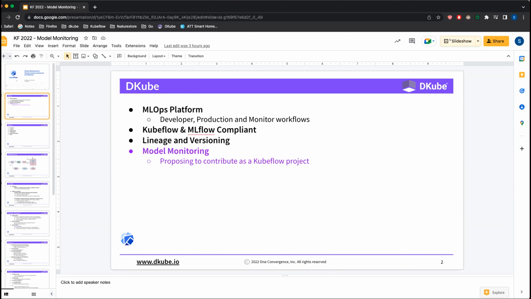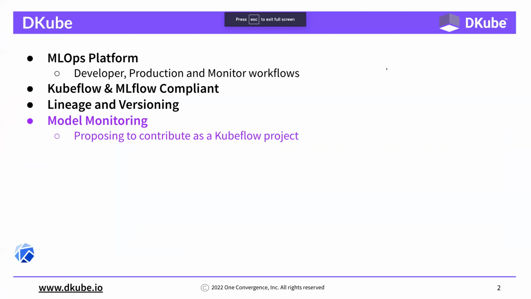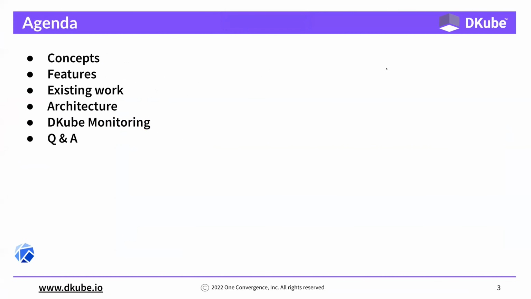Let me do a slideshow. Okay. What I'd like to do is give you a little bit of the terminology of the concepts around monitoring, without going too much into how we implemented it in DKube. I'll talk about the features, and then we'll talk about the architecture, how we're going to implement it in the community, or how it's working for us in DKube. And then if there is time at the end, I'll give a lightning demo of DKube, a live demo.